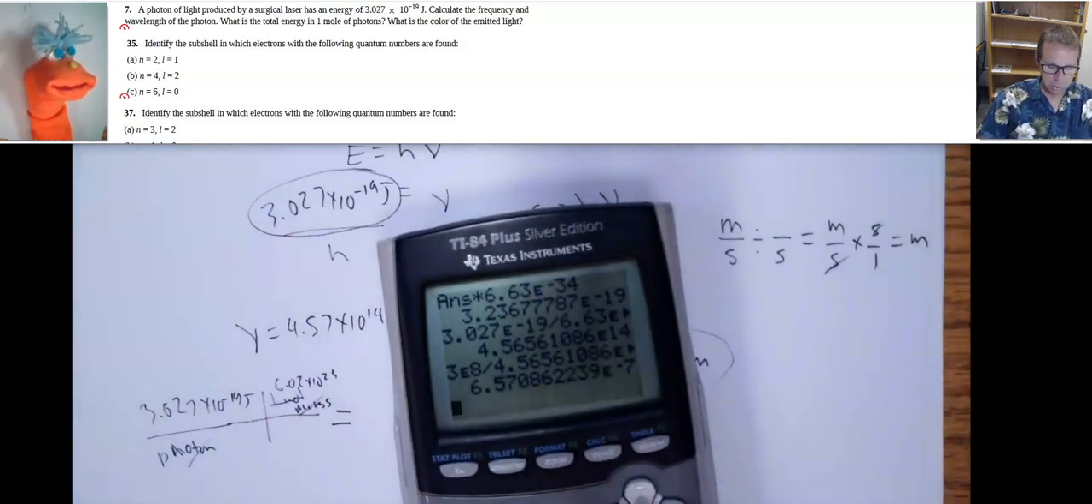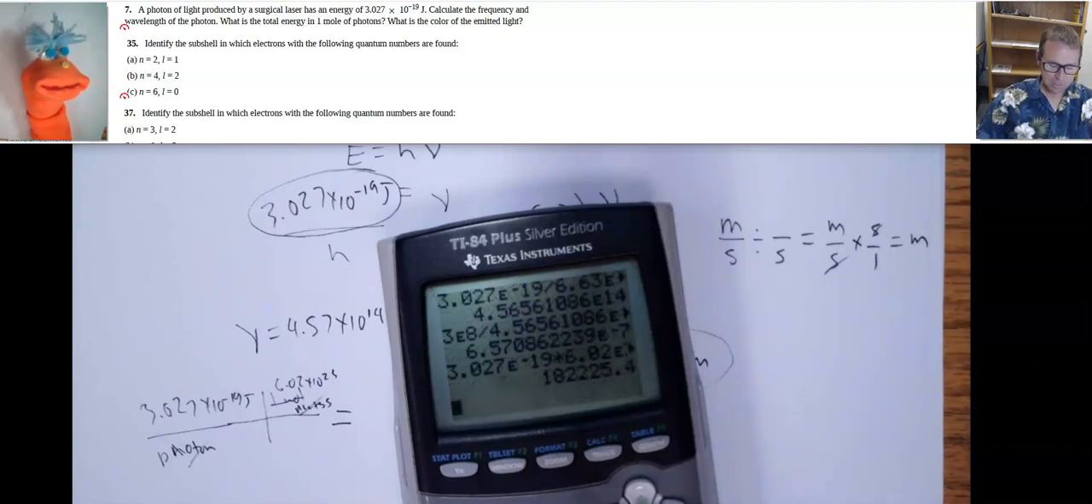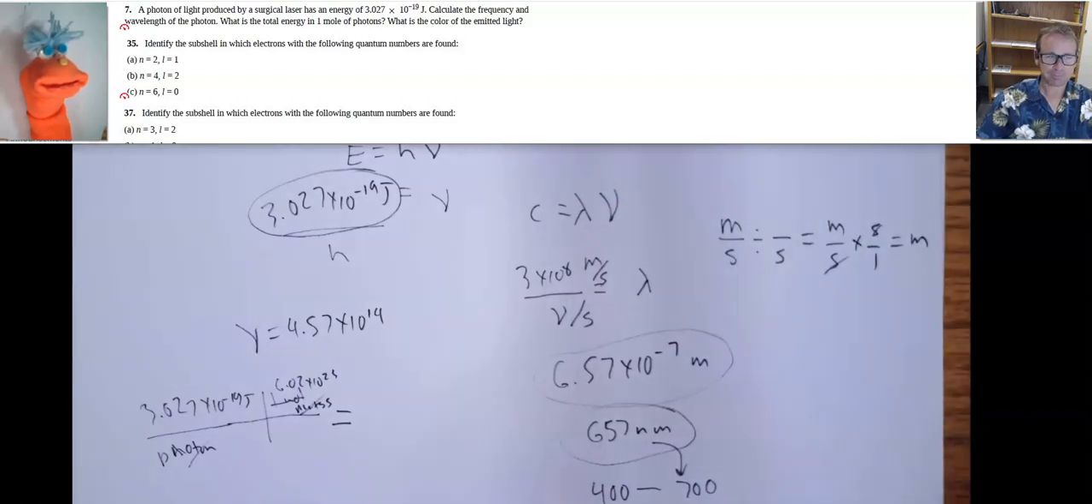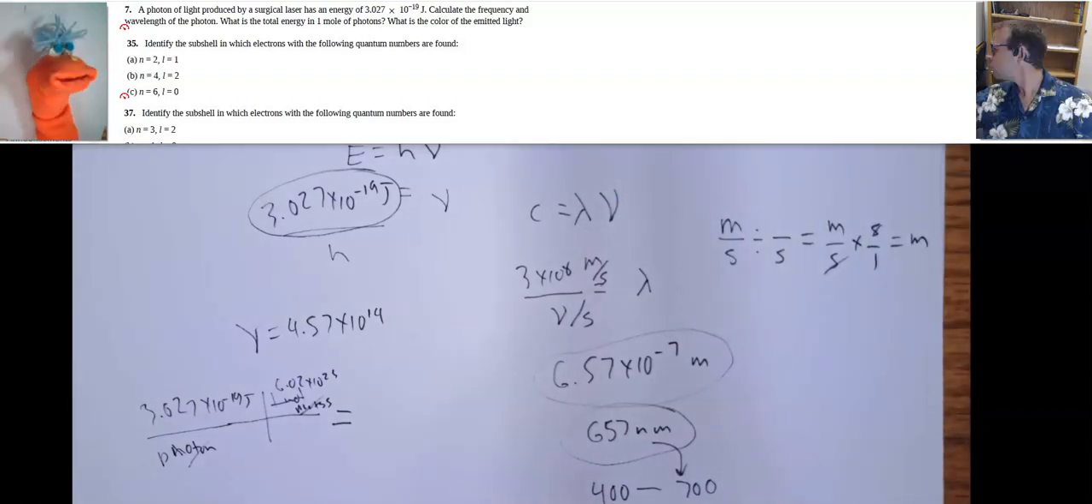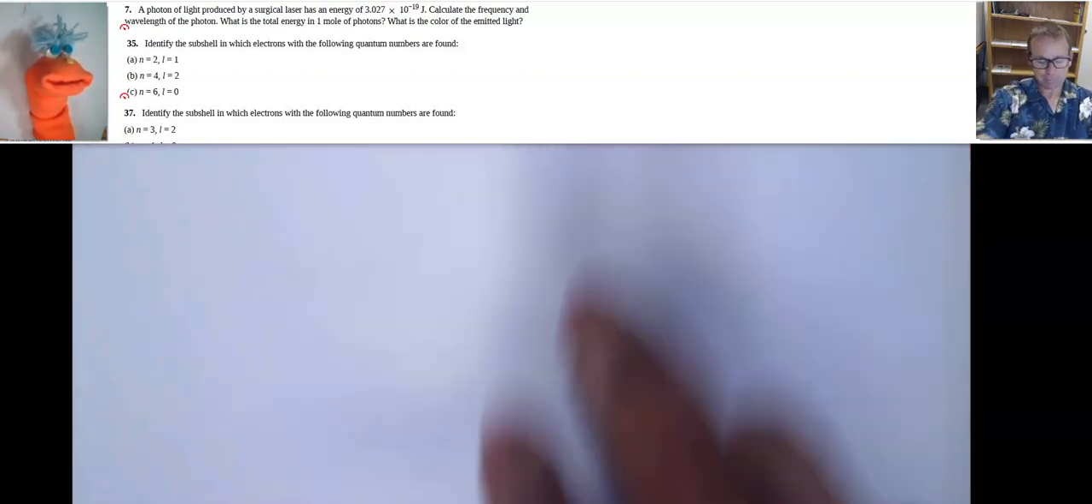So, we'll do that really quick. 3.027 times 6.02 times 10 to the 23rd. Okay, so it's going to be 182 kilojoules of energy in 1 mole of those photons. Good. I'm just checking to see what color they said. Yeah, they said red. That's reddish orange. All right.